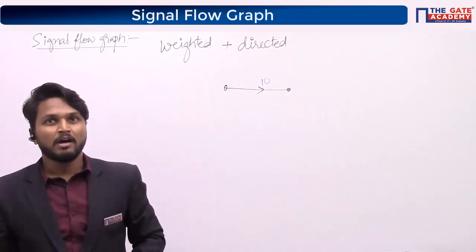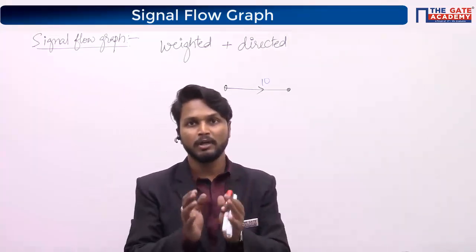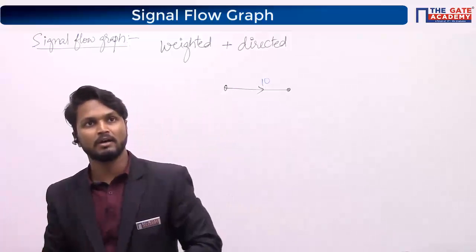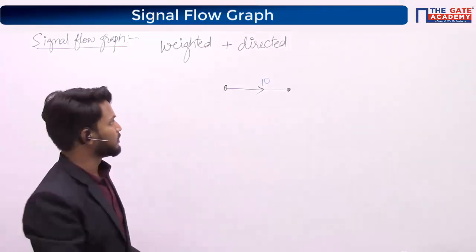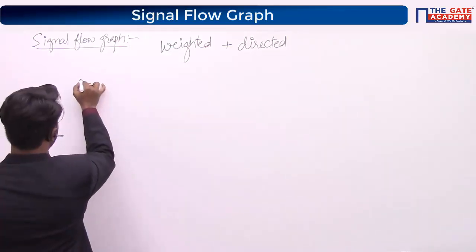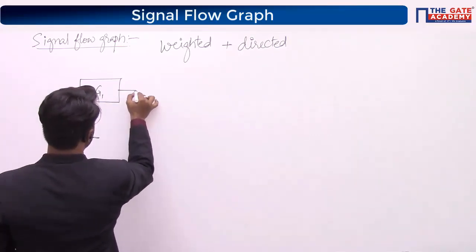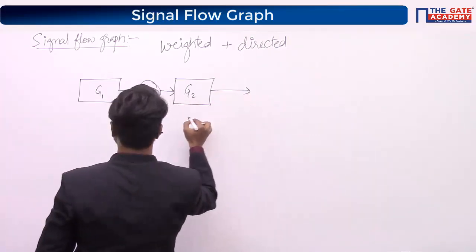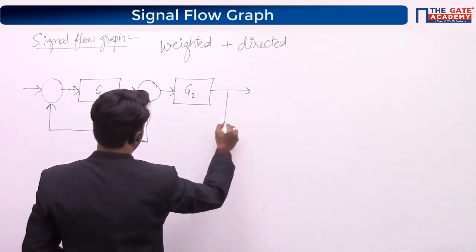So we'll see how to construct a signal flow graph from any block diagram, how to approach a signal flow graph from any particular block diagram. So let us look into that. Let us say we have a block diagram like this. G1 is one block, G2 is another block like this. This is H, one block.